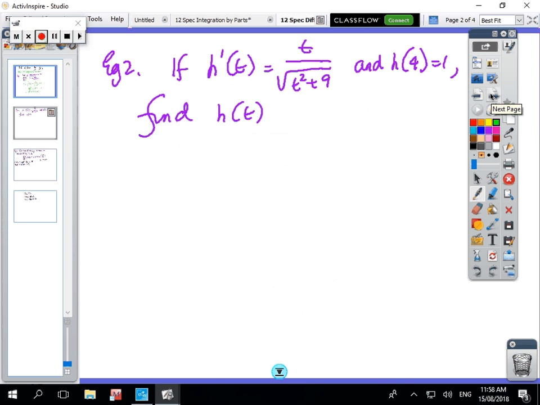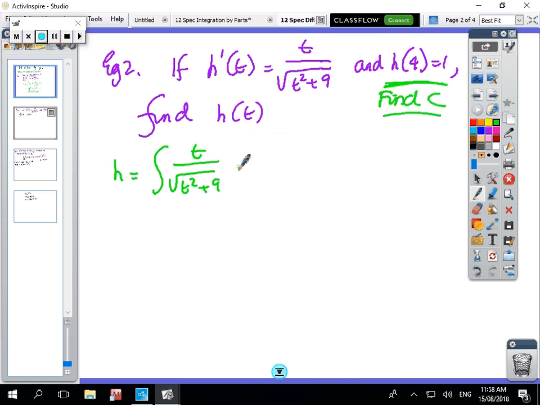Okay, so if the derivative equals that function and h of 4 equals 1, find h of t. So this information over here is going to help us find the value of c. Okay, that's all it's helping us there. Okay, so first thing we do is h equals the integral of t over the square root of t squared plus 9 with respect to t, so we've got dt. So you might recognize this might be a tan minus function, so we'll do it by substitution. So du dt equals 2t. So we need to have 2t on the top.